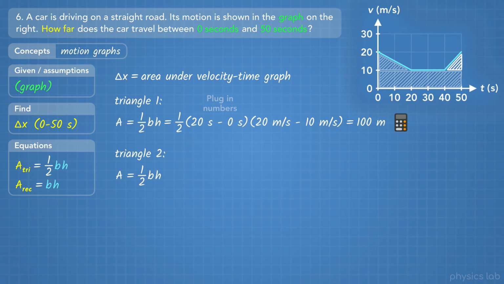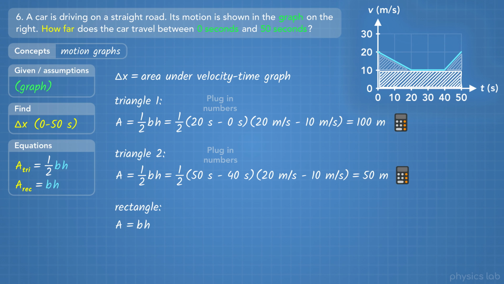Now let's do the second triangle between 40 and 50 seconds. The base is 50 seconds minus 40 seconds, and the height is 20 meters per second minus 10 meters per second. That gives us 50 meters for that area. Now let's do the rectangle. The base is 50 seconds minus 0 seconds, and the height is 10 meters per second minus 0 meters per second. And we get 500 meters for the area of the rectangle.